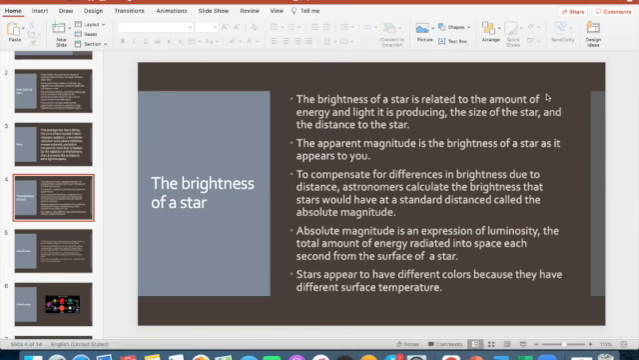So your absolute magnitude is an expression of luminosity. It's the total amount of energy radiated into space each second from the surface of the star. Stars appear to have different colors because they have different surface temperatures.